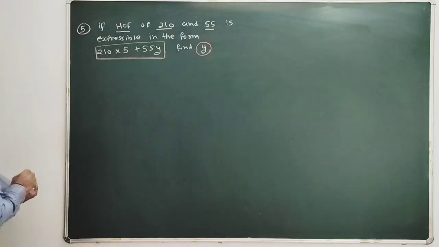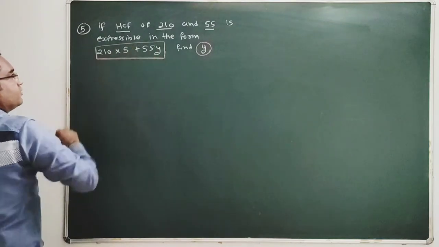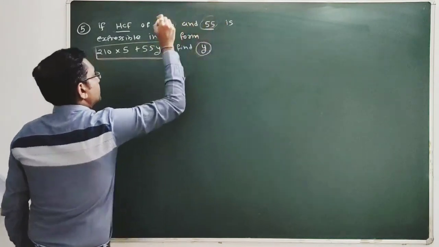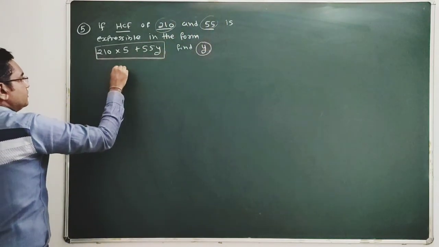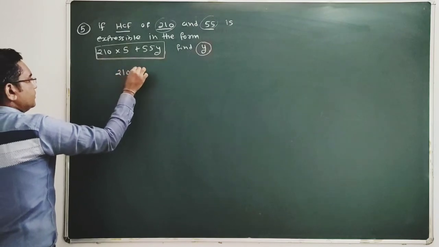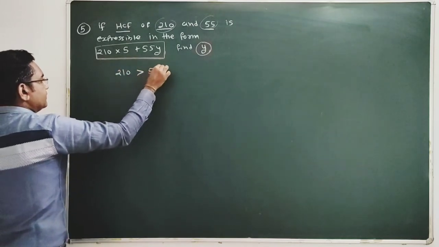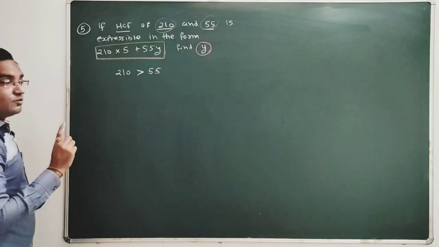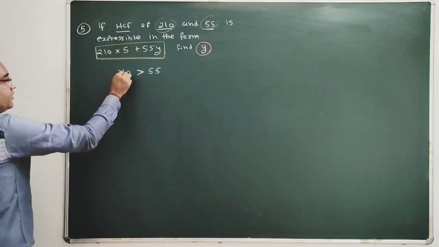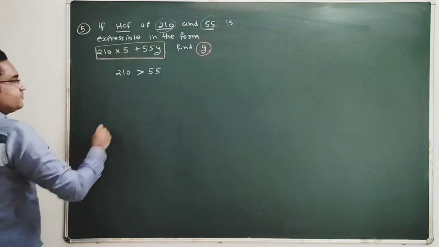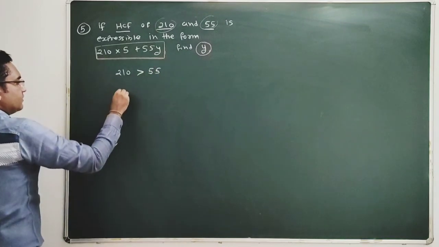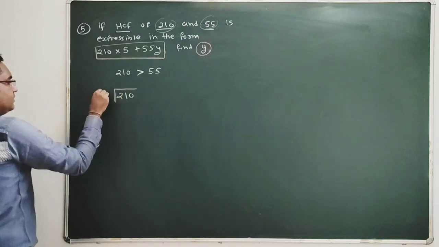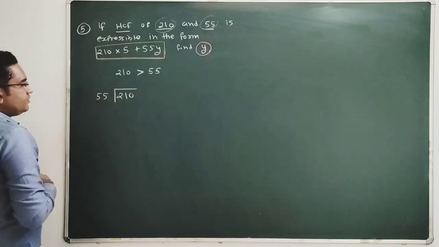So our first step is to find the HCF of these given two numbers, and for that we have to find the largest number, which is 210. So here we can write 210 is greater than 55. Now we will apply Euclid's division algorithm. For that, 210 is the dividend, 55 is our divisor. Perform long division, 210 divided by 55.